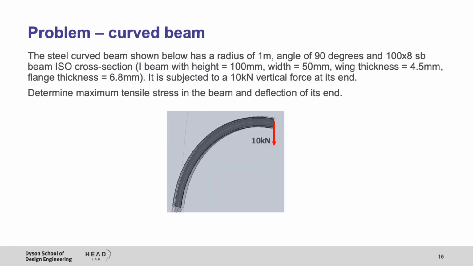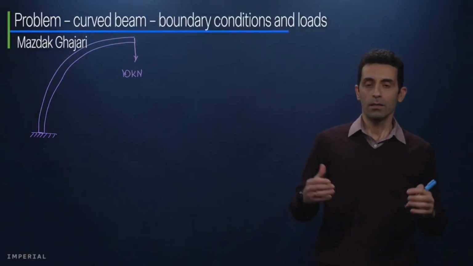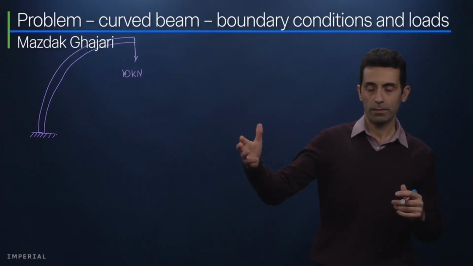Well, now let's look at a problem. This steel curved beam is embedded at one end, and it is under a vertical load at the other end. I have solved this problem in a separate video, so please watch that video. Now we are looking at an example.